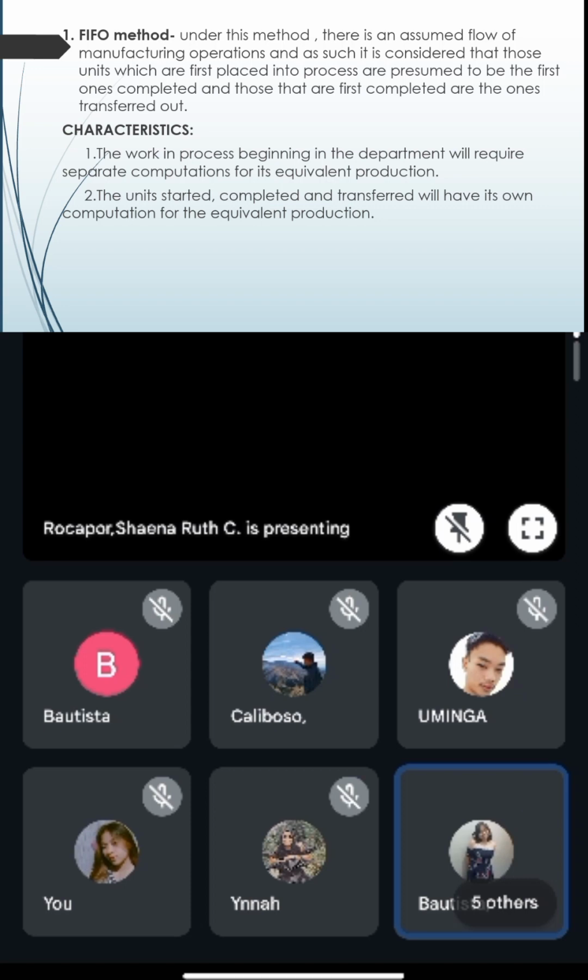Characteristics. The work in process beginning in the department will require separate computations for its equivalent production. The units started, completed, and transferred will have their own computation for the equivalent production.